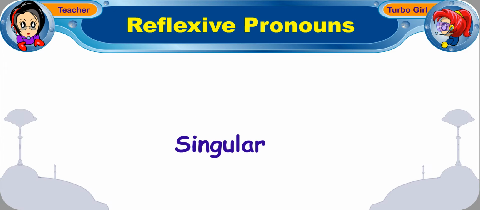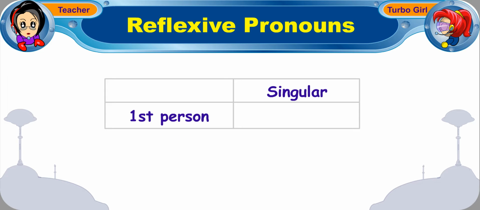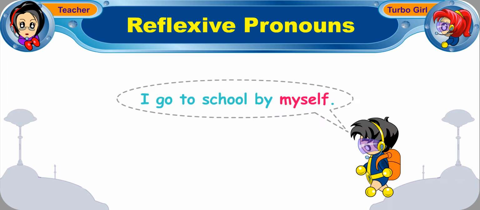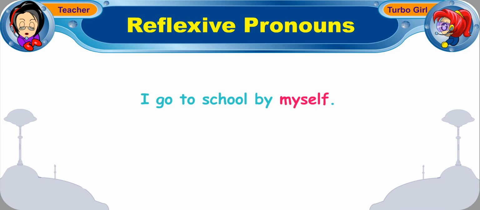Let's look at singular reflexive pronouns first. We use the first person reflexive pronoun, myself, when the speaker is talking about himself or herself. For example, if Turbo Boy says, I go to school by myself. This sentence tells us that Turbo Boy goes to school on his own.